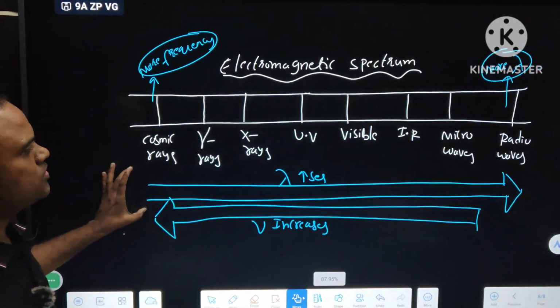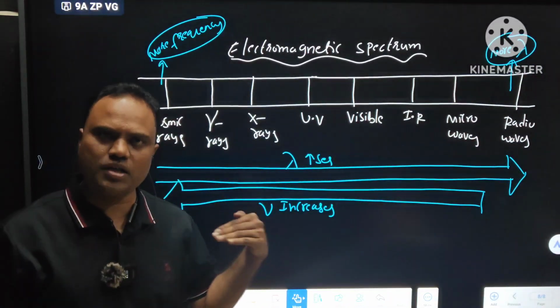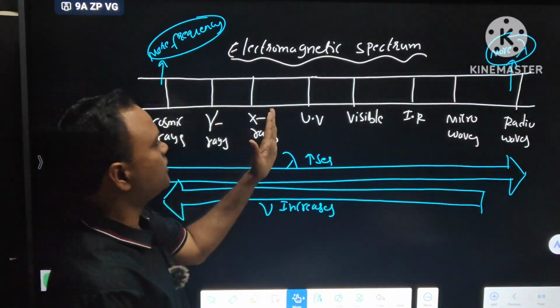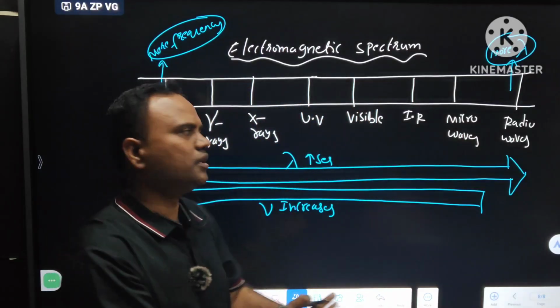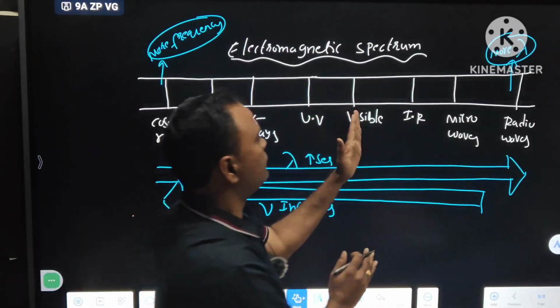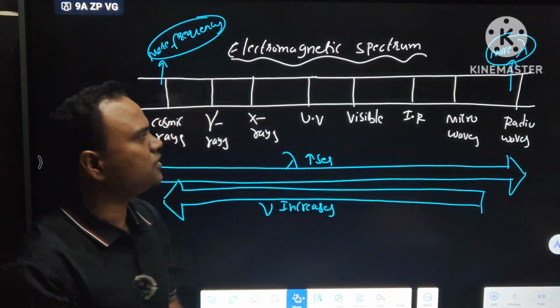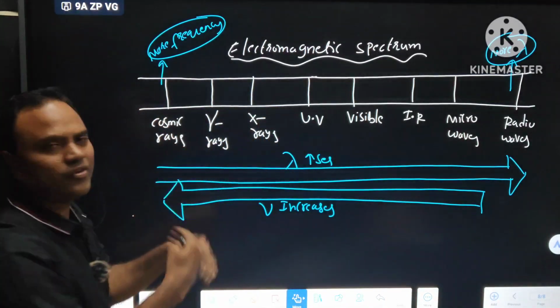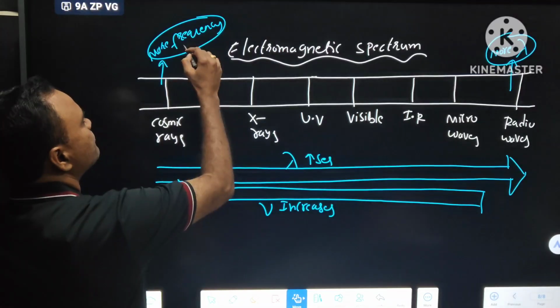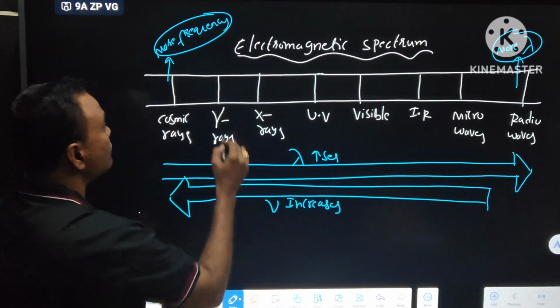See, you have to learn this order by heart, as it is. For example, UV rays and visible rays, which are having more wavelength? Visible and IR, which are having more wavelength? IR. Now, cosmic rays and X-rays, which are having more frequency, more nu? Cosmic rays are having more frequency.